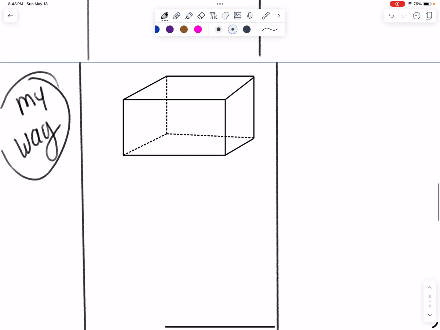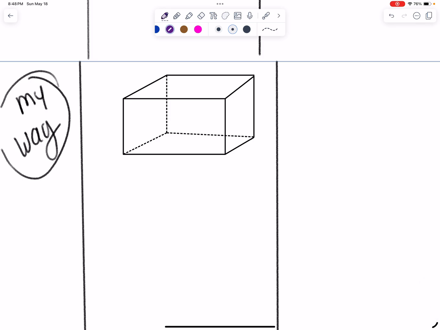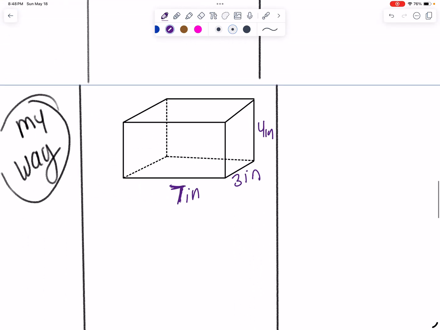Okay, that's pretty good. And they're going to tell me that the length is 7 inches. The width is 3 inches. And the height is 4 inches. This is a way I like to do it.